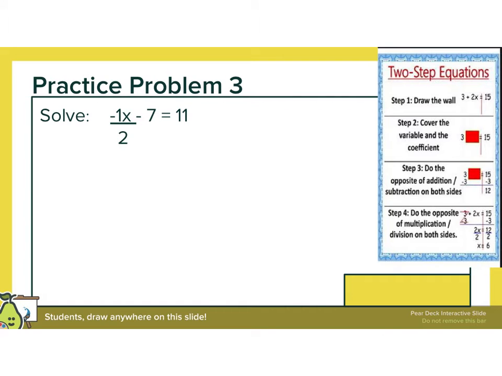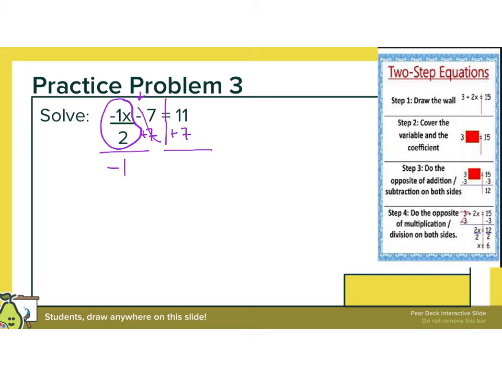Practice problem 3. Oh, we've got one of those fractions. That's okay. We're going to follow our steps. We're going to draw the wall. We're going to circle all of this, the variable, with its coefficient. We're going to get rid of what's on the outside of the circle, which is the -7, by doing the opposite. +7, +7. These go away.